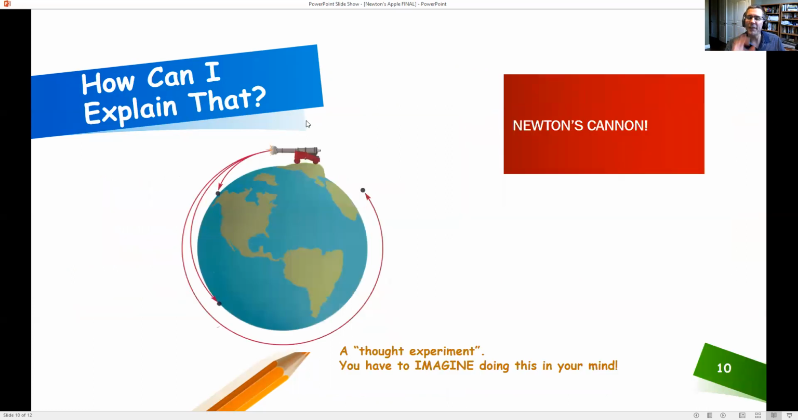So how can I explain this idea of the orbit? Why is it that our moon goes around the Earth due to gravity? And why is it that the moons of Jupiter go around Jupiter due to gravity? How can I explain that? Well, we are going to do a thought experiment. Physicists love to do thought experiments. It's an experiment that you do in your mind. You have to imagine doing it in your mind, all right?